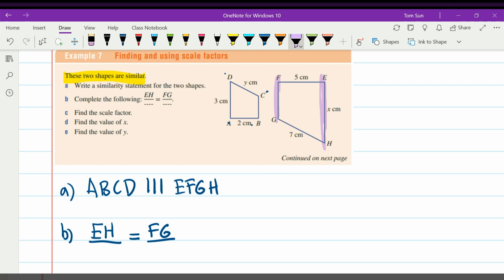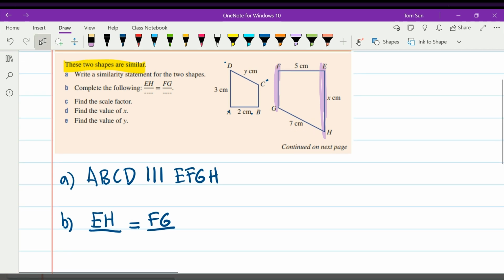Now, because these two shapes are similar, it means that the sides might be different to one another, but they are actually of the same proportion, same ratio. So all we have to do is take this EH over here and find the similar side on the other shape. I'm looking at this quadrilateral, and I'm seeing that this is the longest side. So I'm looking for the longest side over here, and I see this, and that's it. That's got to be the similar side.